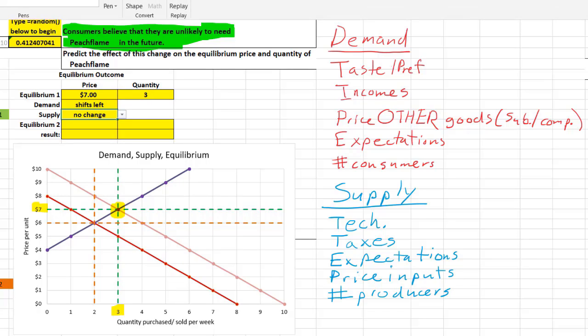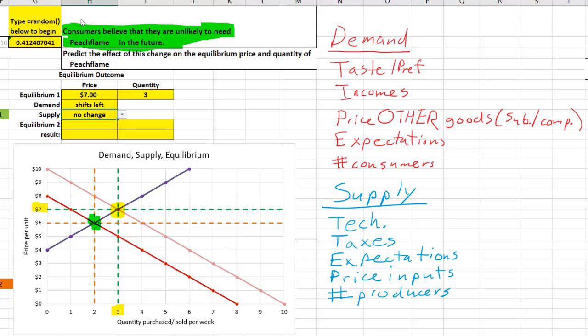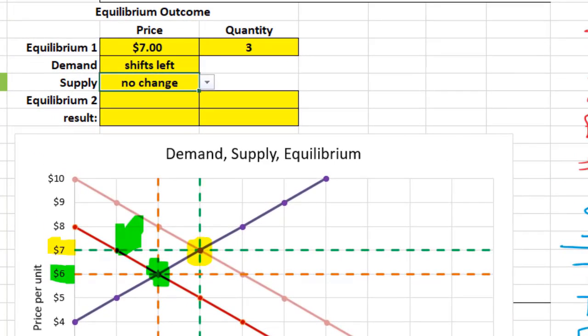And let's go in the graph again. I think it's always best to look at the graph, and I'll highlight this in green. Okay, so there's equilibrium 2, and the price has moved to 6, and the quantity has moved to 2. So we had a shift like this, right? And now we can plug in those values for equilibrium 2. Price moved down to 6, and quantity moved to 2. So all we have to do is fill in these yellow highlighted cells, and that's it.